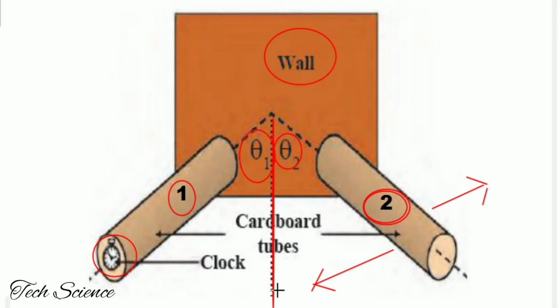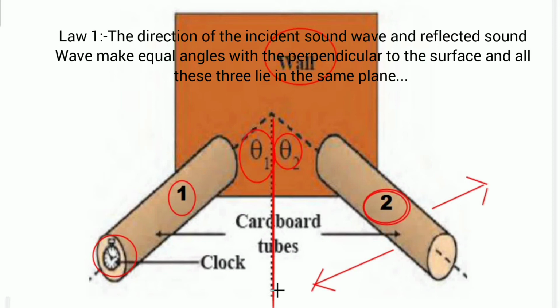And with respect to this normal, we have the second observation. What is that? The direction of incidence of the sound wave, the direction of the reflected sound wave, and this perpendicular to the surface at the point of incidence. All these three things, which ones? First, the incident sound wave, second, the direction of the reflected sound wave, and this normal, all these three things lie in the same plane. Okay, so these are the two observations that can be made by the experiment.